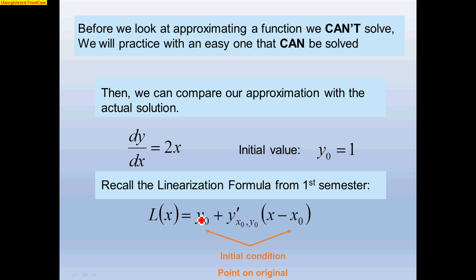So, this point is the initial condition. It's the point on the original. So instead of thinking of it as a tangent line in this application, think of this as the initial condition you were given. And don't forget, it is a point on the original. And remember, we're pretending the original is something I don't know what it is.